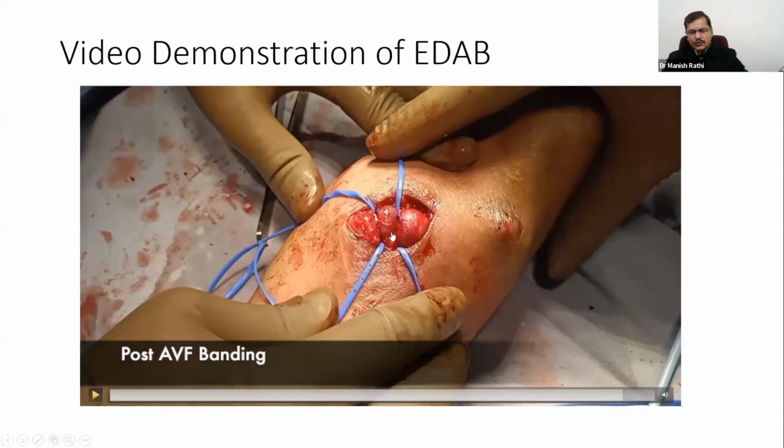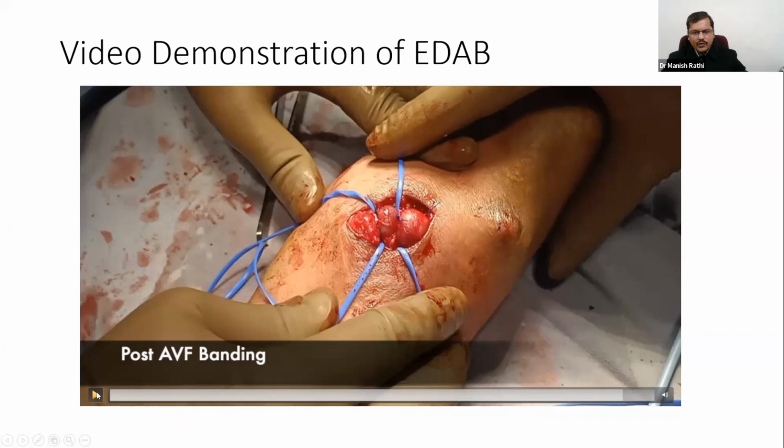Now usually you have to do a good dissection, because what will happen if there is a lot of fibrosis over the venous wall is that these sutures will slip and come together in a single place. So you have to avoid that, you have to keep a distance. So usually 1 centimeter apart in a 3 to 4 centimeter segment of vein, you put these three bands.